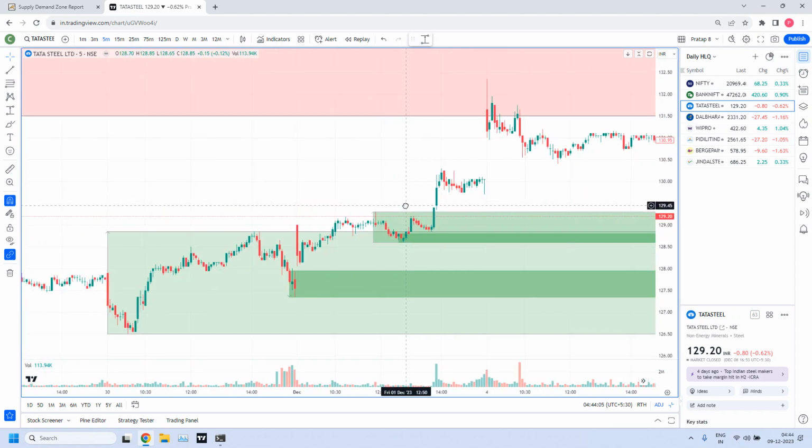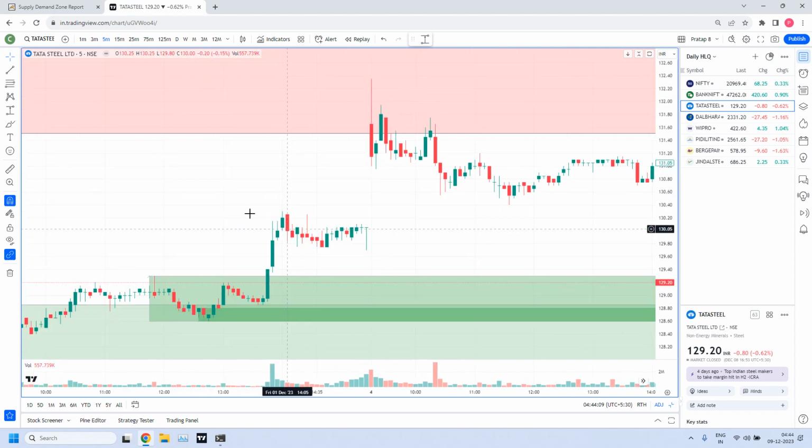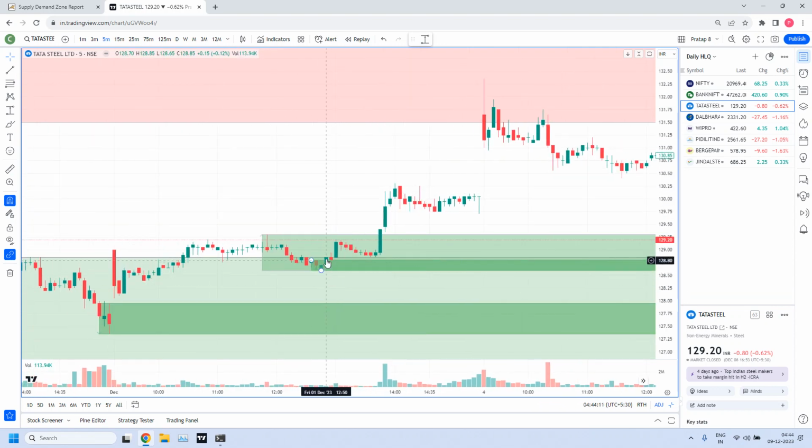So how does this zone look? A zone without a great leg out. When a zone does not have a great leg out, at least the next candle should be a follow-through candle. Is the next candle a follow-through candle? No. Because the next candle is not a follow-through candle, this is not a valid zone. Still, you may consider it a valid zone.